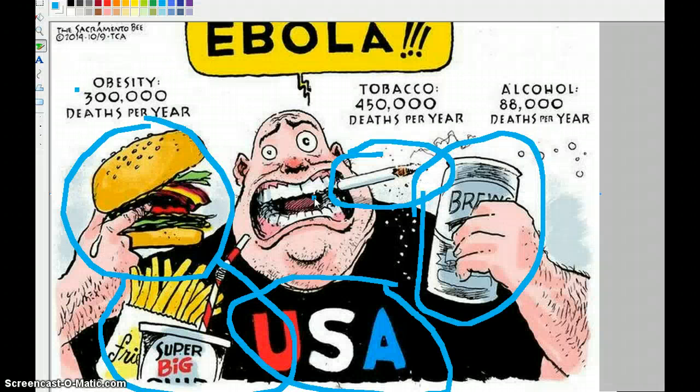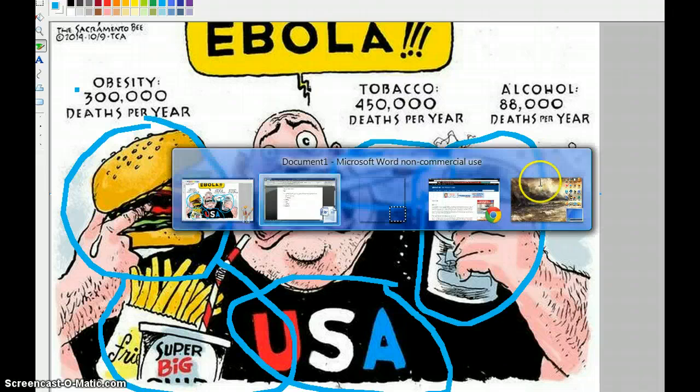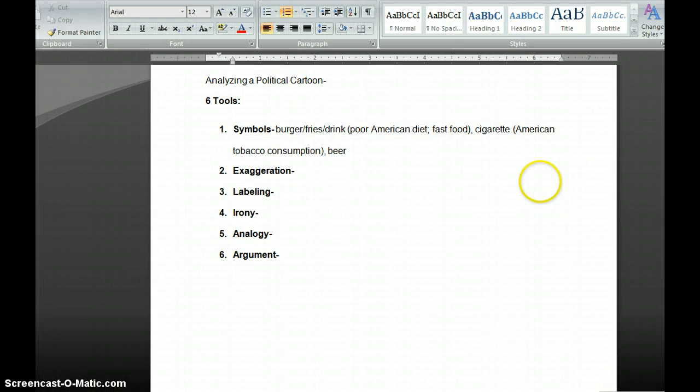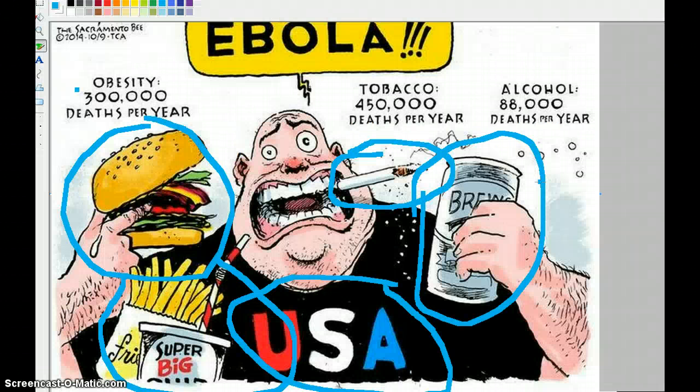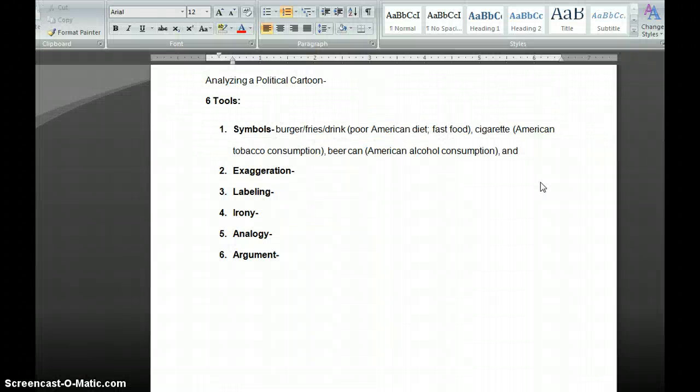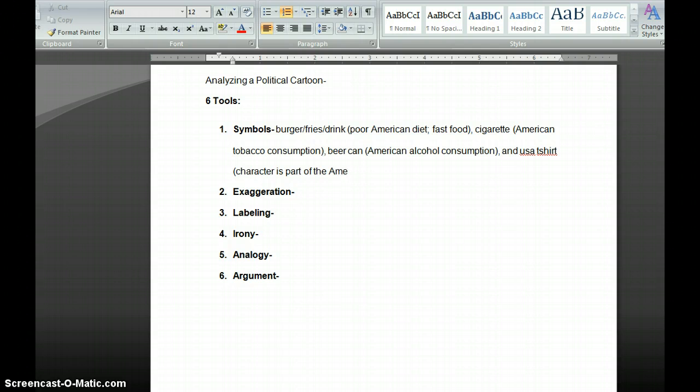Alright, go back. So then we also had the beer can in his hand, so we know the beer can symbolic of American alcohol consumption. And the final symbol was that USA labeling on the t-shirt, and we know that that USA t-shirt means that the character is part of the American population.